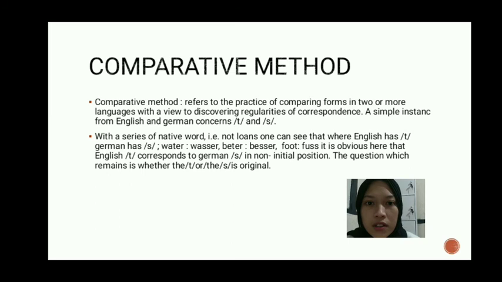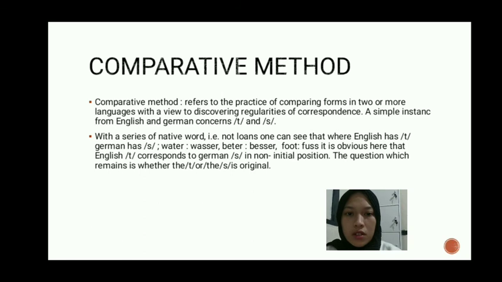The comparative method refers to the practice of comparing forms in two or more languages with a view to discovering regularities of correspondence. A simple instance is English and German consonants T and S. With a series of native words, one can see that where English has T, German has S: water, Wasser; better, besser; foot, Fuss. It is obvious here that English T corresponds to German S in non-initial position.